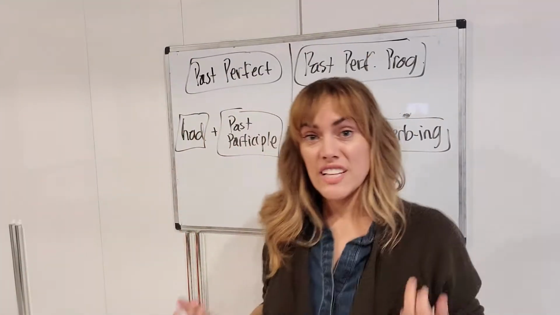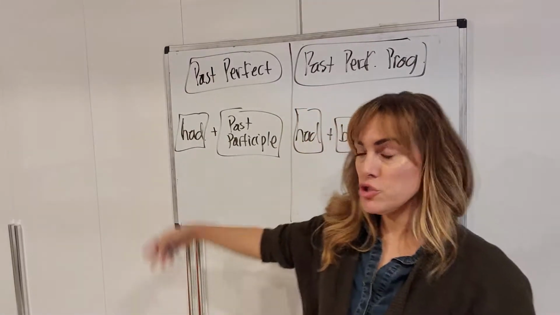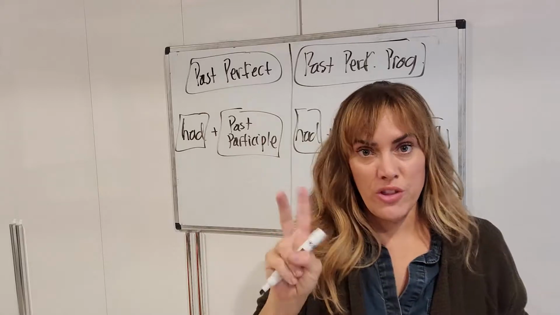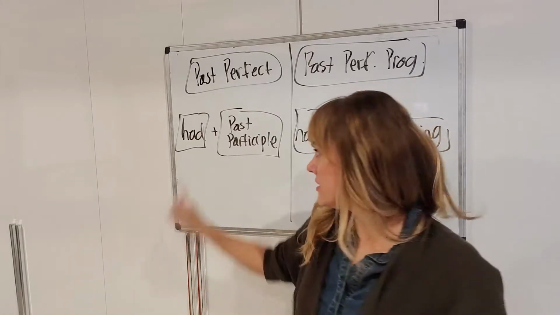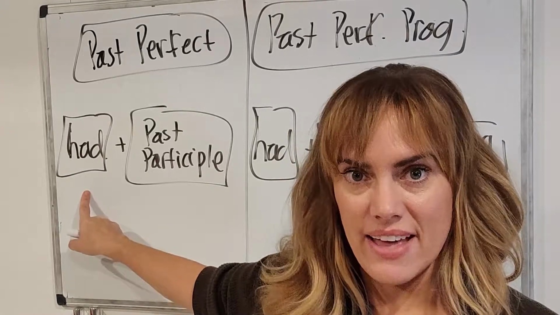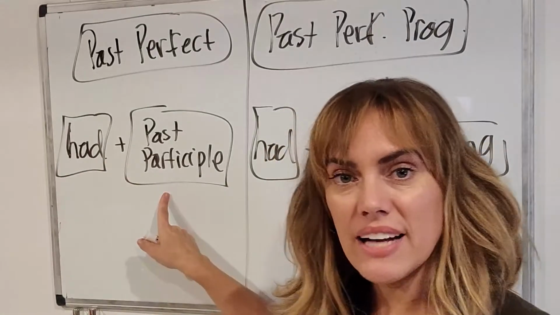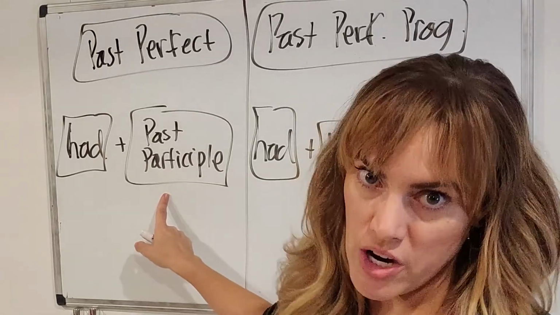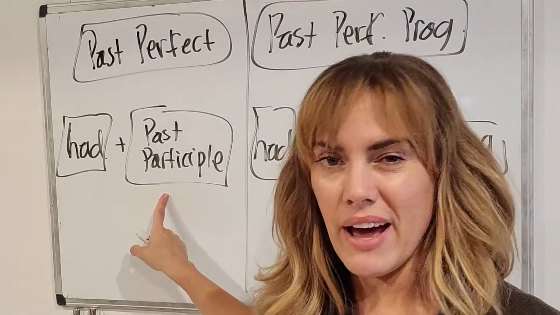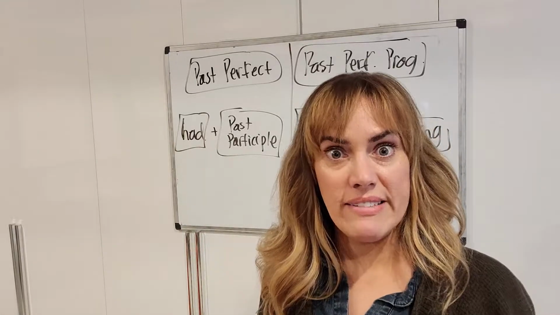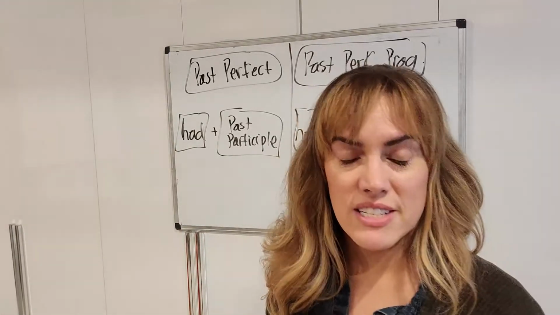Okay, so let's look at the past perfect first. To create the past perfect, you really just need two things. The first thing you need is had, that's it, had. And then you need the past participle of any verb, whatever verb you're trying to use, you just need the past participle form of that verb. But what is that? What is the past participle?